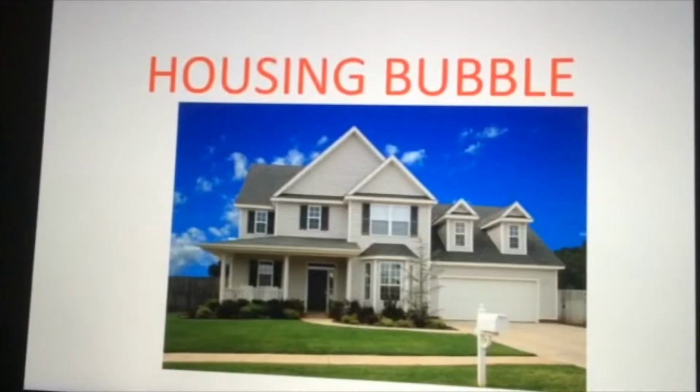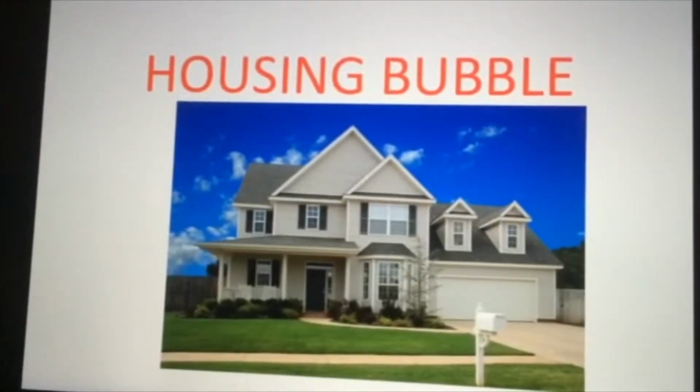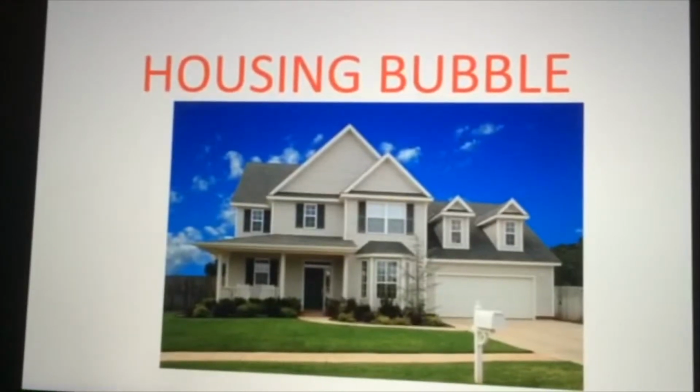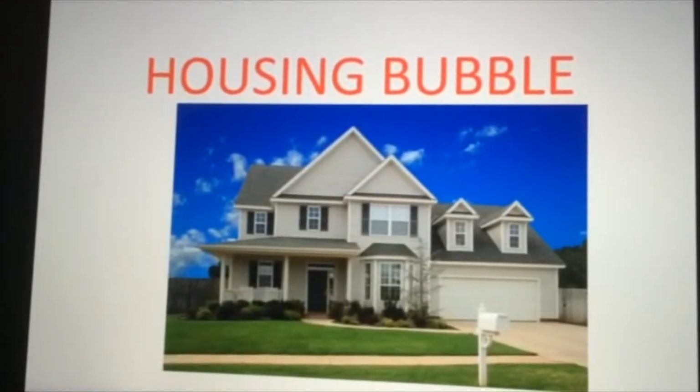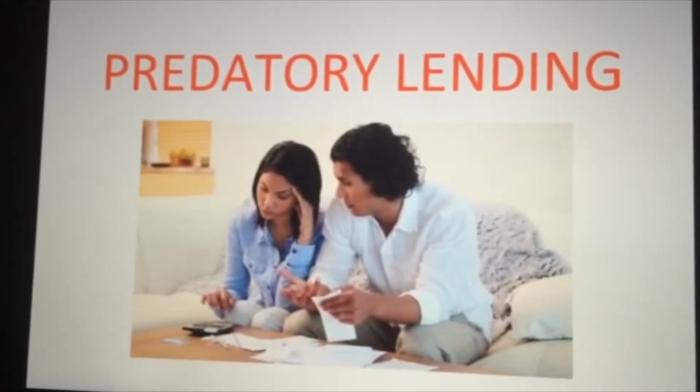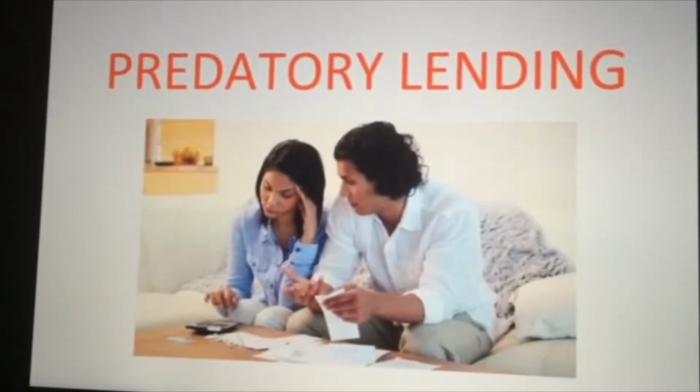This then led to the housing bubble, which saw the prices of houses fall dramatically, which meant people's houses were now worth less, and even if they sold their house, they would still not make back the money they paid for the house. This led to predatory lending, where customers with low credit ratings were approved for mortgages.